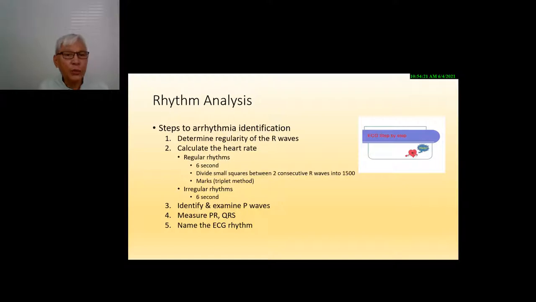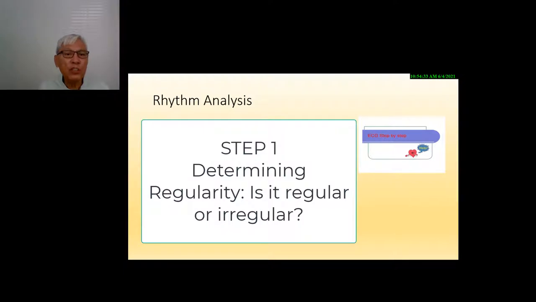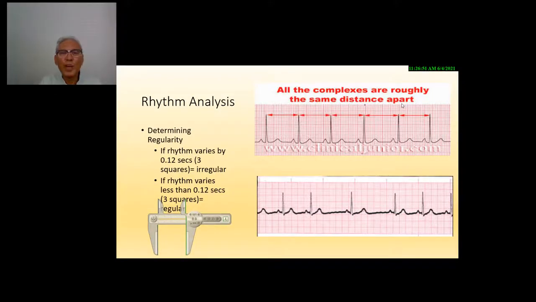There's a systematic way to analyze rhythms so that we can come to identifying the appropriate rhythm name. So there are five steps, and the first step is to determine regularity of the R waves. One way of determining regularity is to look at the R waves.